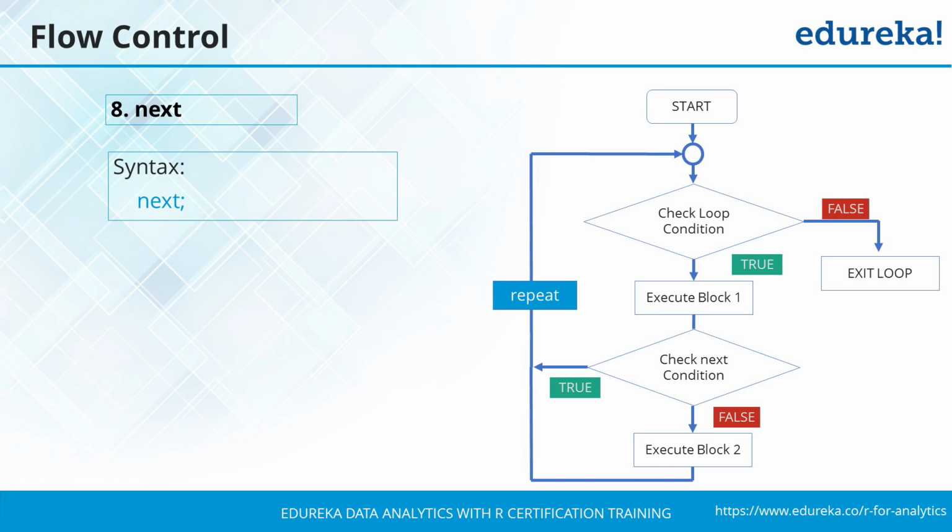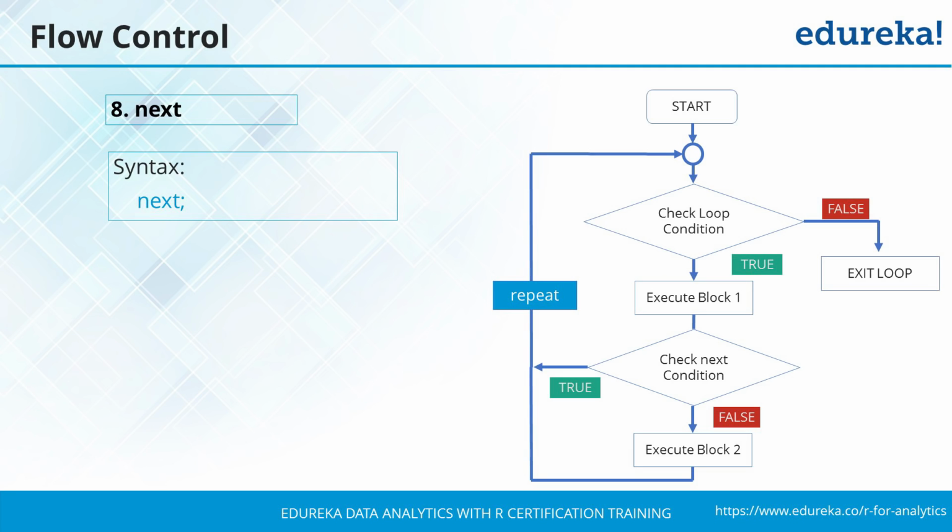Okay, so if you look at the flow diagram here, you first check the loop condition, and then let's say you have certain code written before the next condition. Then you check if the next condition is true or false. If it is false, then you execute the remaining code written in that block and then go to the next iteration. But if the condition is found to be true, then you do not execute the code written below it and you iterate to the next loop.